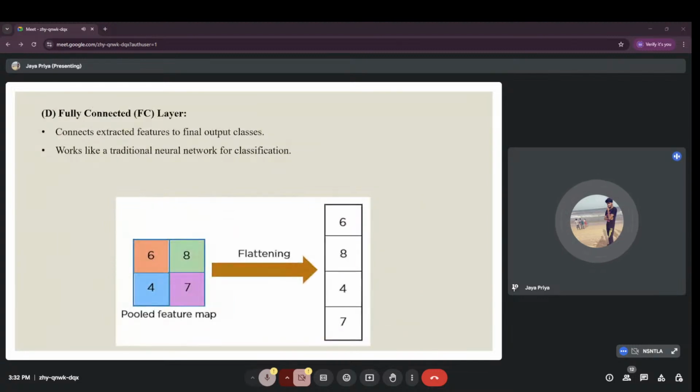Next, fully connected layer. It connects extracted features to the final output classes. It works like a traditional neural network for classification. For example, see the picture. It converts a multi-dimensional feature map into a 1D vector.